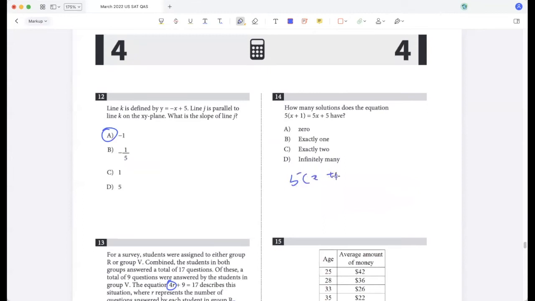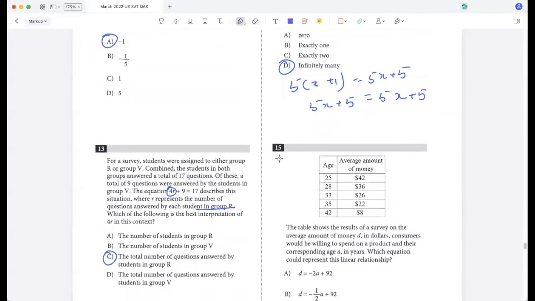How many solutions does this equation have? 5 times x plus 1 is 5x plus 5. So 5x plus 5 is 5x plus 5. Since both sides are identical, this is an identity where you can take any value of x. So this has infinite solutions.